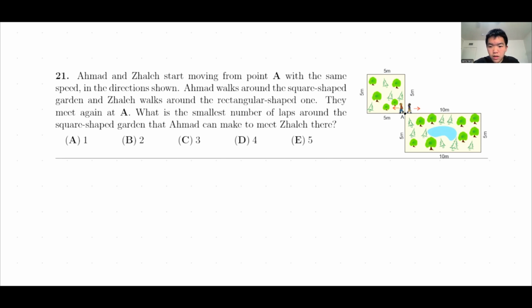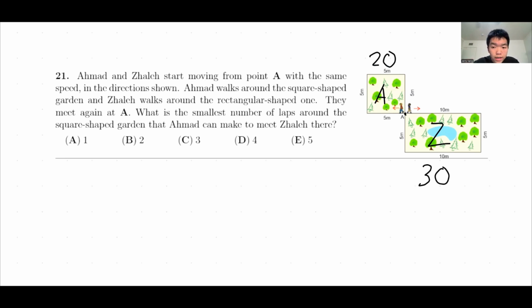So let's call this square A, and this is rectangle Z. So we know square A has a perimeter of 20 because 5 plus 5 plus 5 plus 5. And then Zayla's rectangle, the perimeter is 10 plus 5 plus 10 plus 5, which is 30. Now this is interesting. They want us to figure out how many laps it takes Ahmad to meet Zayla there. So that's important to remember. We don't want to mix up the two.